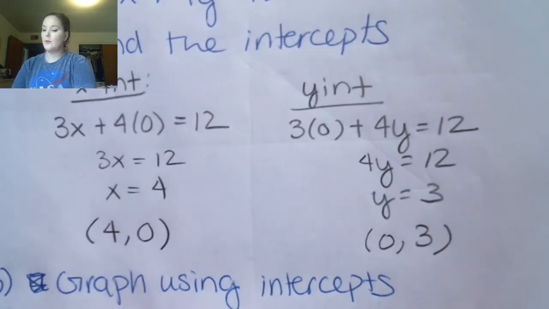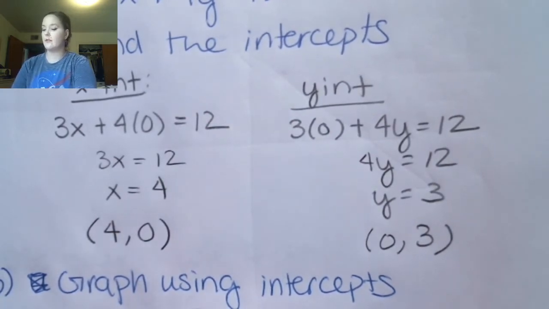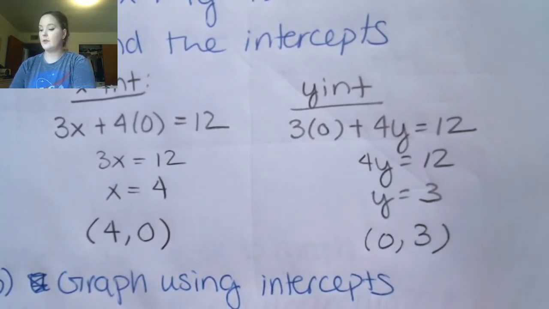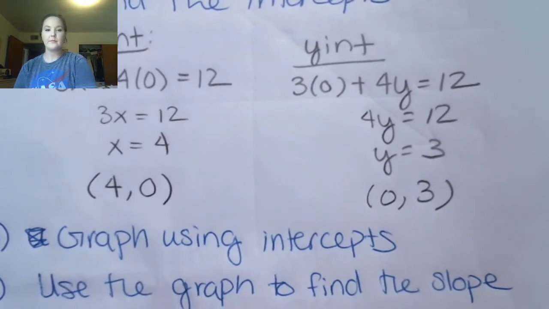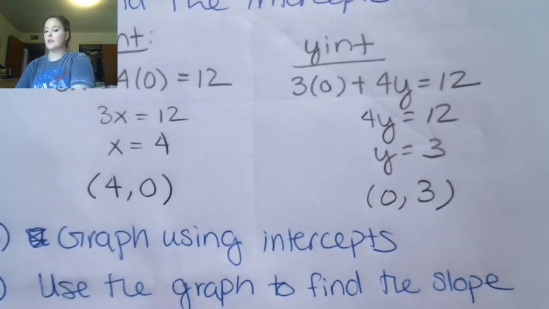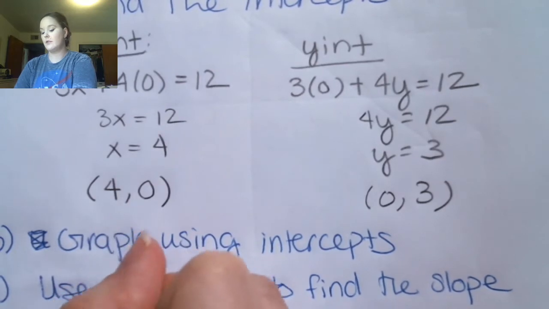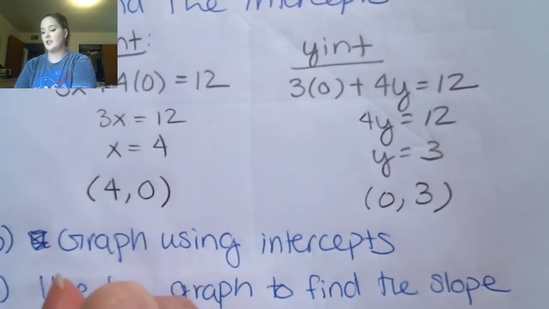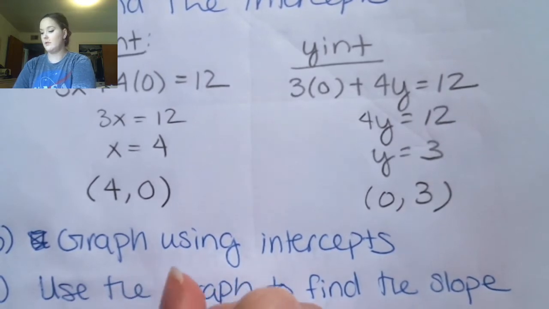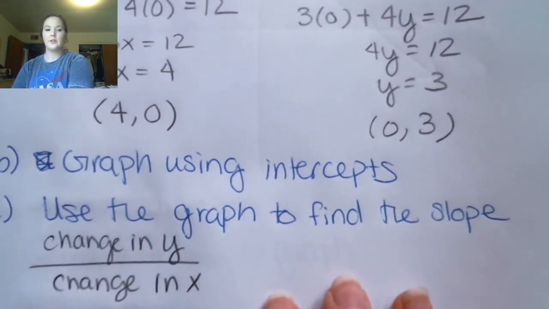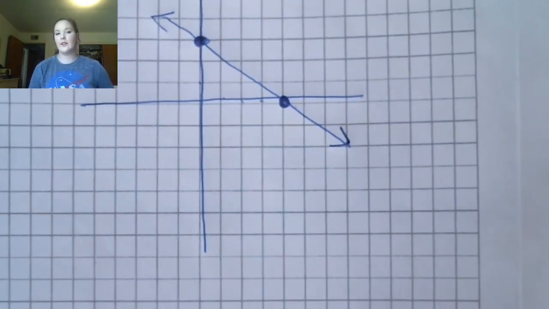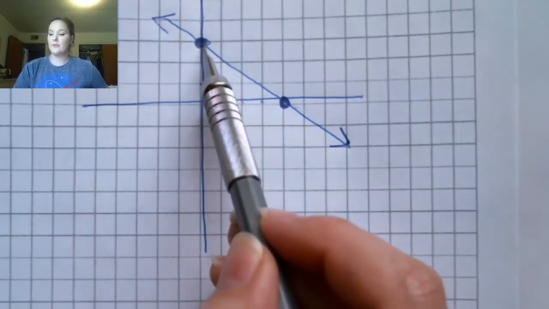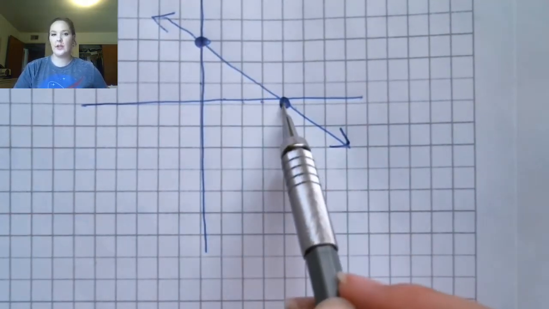Now for part C, we want to use the graph to find the slope. Here's what we're going to do. Remember, this is change in y over change in x. We are going to look at our graph at our 2 points, and we're going to find the change in y and then the change in x. So we're moving from this point here to this point here.